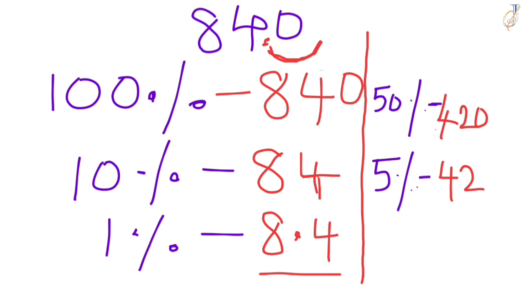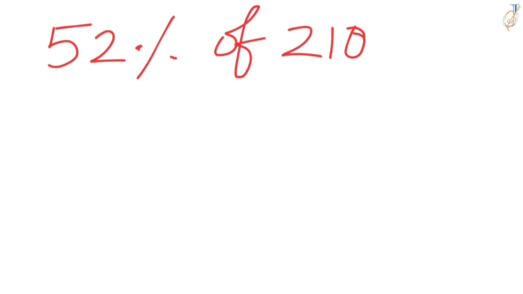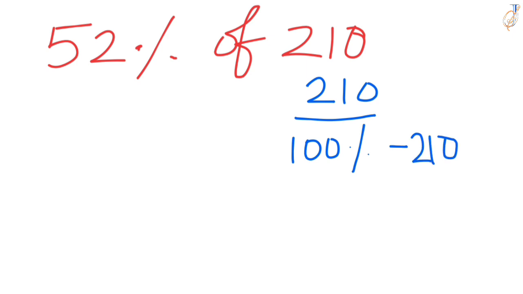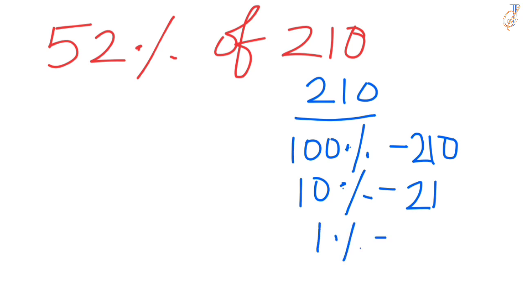I will show you how to do it. The first question is 52% of 210. So here the value is 210. How to solve fast? 100% of 210 is 210. 10% of 210 is, from the right hand side move one digit and place a decimal point, that means 21.0, so that is 21. So 1% of 210 is, from the right hand side move 2 digits and keep a decimal point, so that is 2.1.